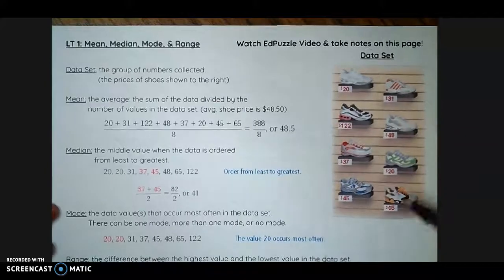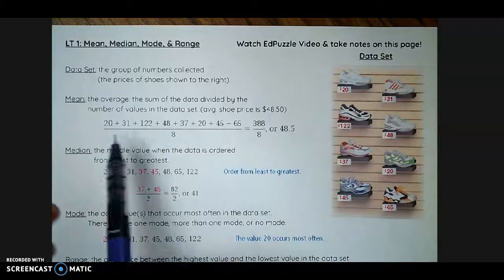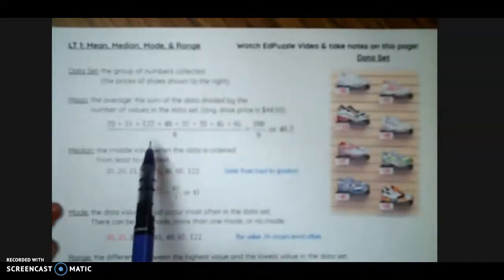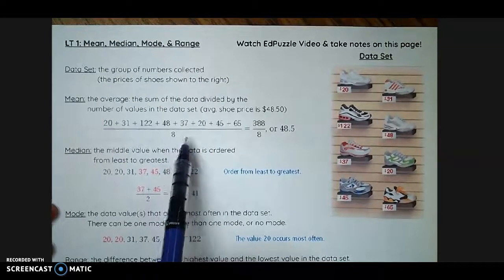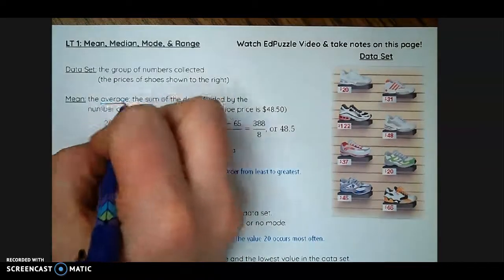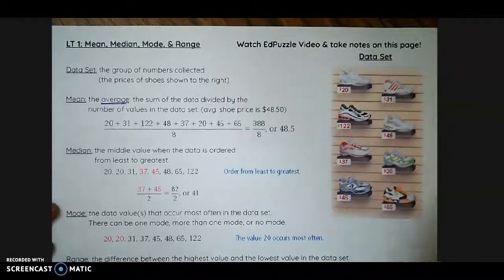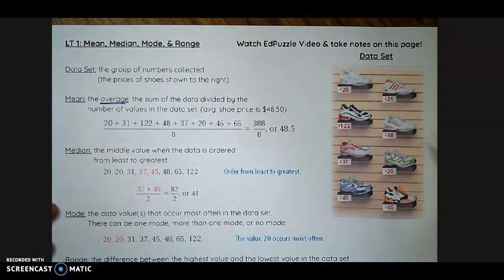The mean then is the average. So if I'm looking at the shoes, they all have different prices, but I could take their prices, add them together, divide by the number of shoes that are there, and that's going to give me my mean or average price. So the mean is the average. So $48.50 is the average price of these shoes. Now if you're looking at these, you might say, but Mrs. Williams, a lot of them are close to that, but there's some that kind of are far away. And we're going to talk about that in a minute.